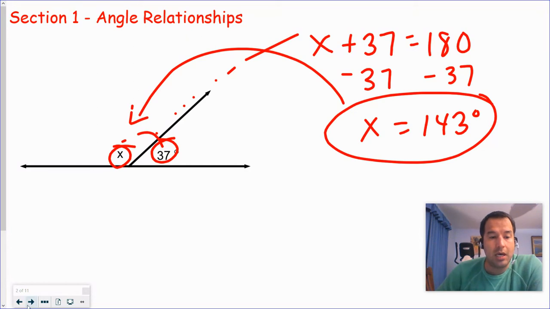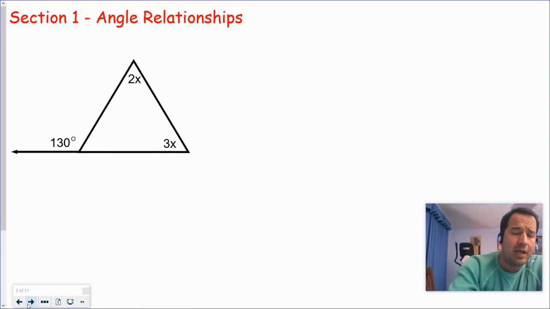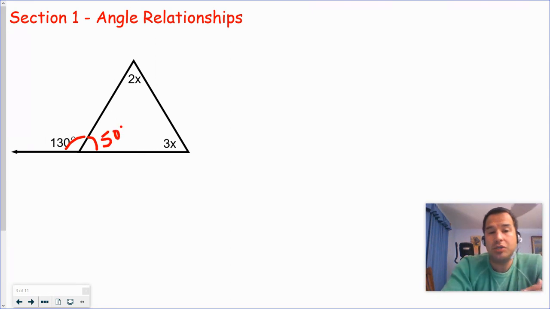Okay. Next one. Now, this next problem right here, there are a couple ways you could do it. First of all, this should also help you remember that all the angles inside a triangle add up to 180. However, this right here, we don't know it yet. You could say, hey, this angle right here and this angle right here are supplementary. And if that one's 130, that means this one over here must be 50 degrees.